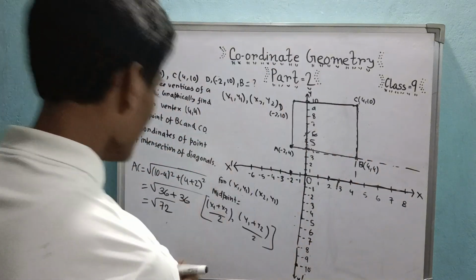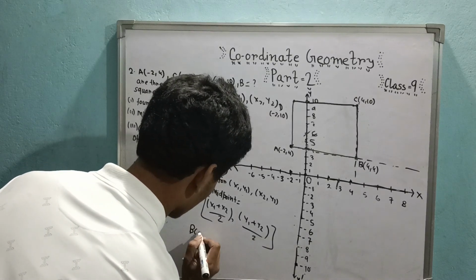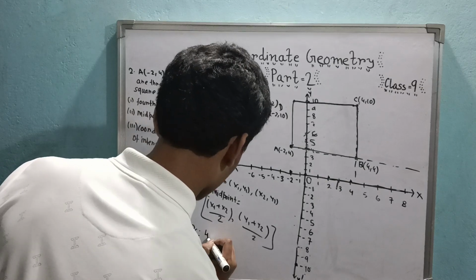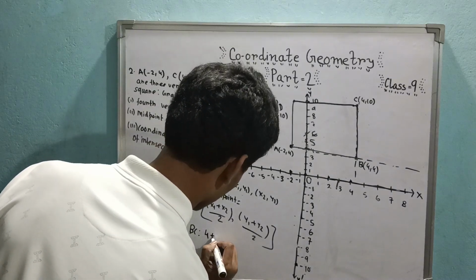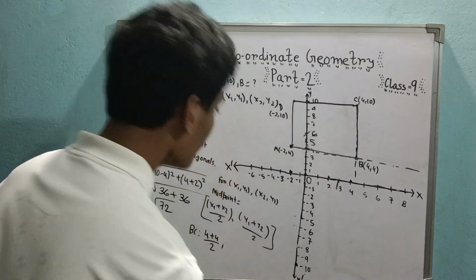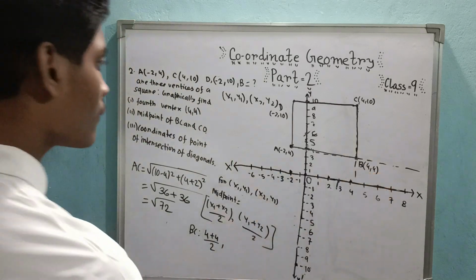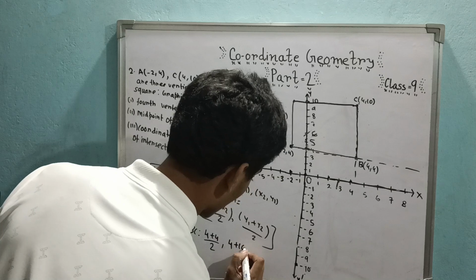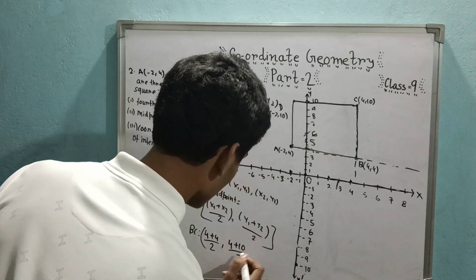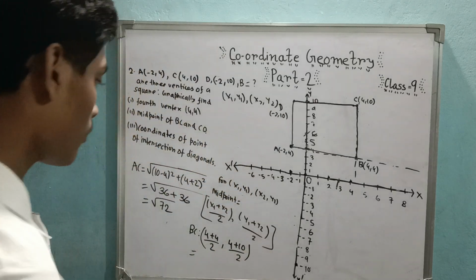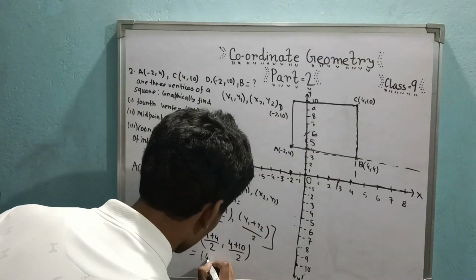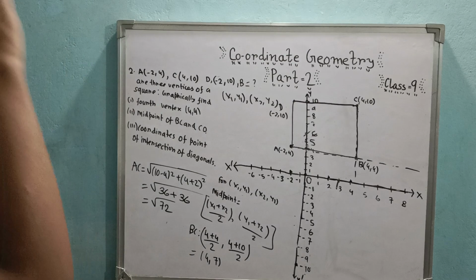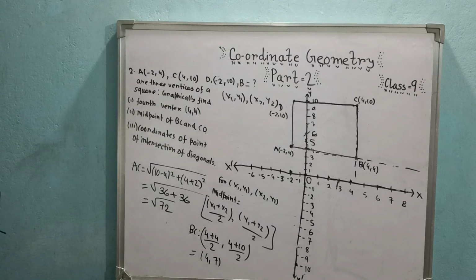Then for BC, the midpoint will be what? x1 is 4, x2 is also 4, so 4 plus 4 by 2, comma y1 is 4, y2 is 10, by 2. So 4 plus 4, 8 by 2, 4. 4 plus 10, 14 by 2, 7. Midpoint is 4 comma 7. But it's told to graphically find the midpoint.